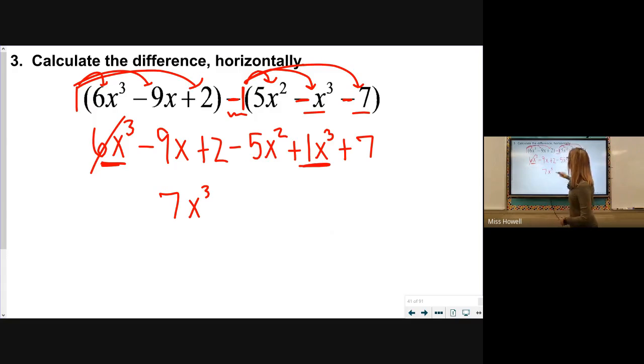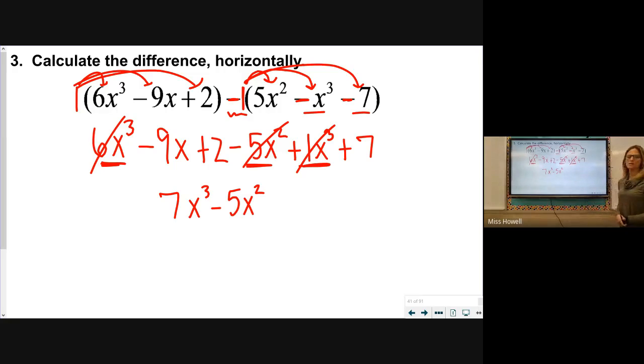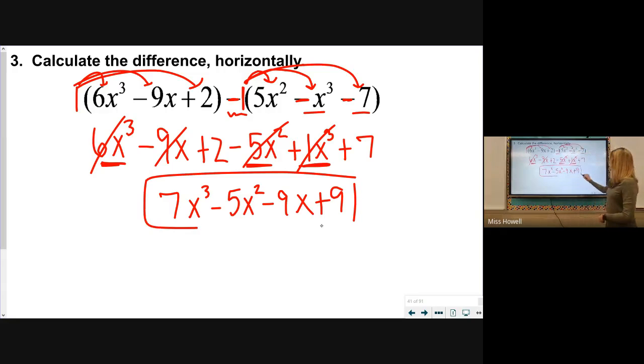All right, I might want to lightly just say, I've eliminated those. And now I want to go to my x squareds, right? We're working down. 3, 2, 1, constant term. So x squared terms would come next. So minus 5x squared. It doesn't have a like term, so it's just going to stay as minus 5x squared. Then we want to go to our x to the first, which is just our minus 9x. And then our constant term, 2 plus 7, which would give us plus 9. Good final, cubic quadrinomial. 7x to the third minus 5x squared minus 9x plus 9.